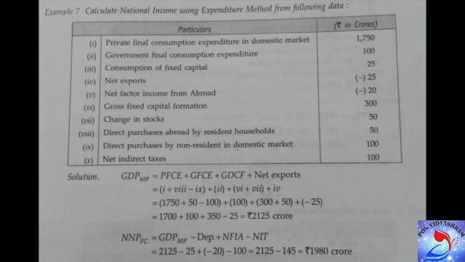Then from this we have to calculate net national product at factor cost. The formula is GDP at market price minus depreciation plus net factor income from abroad minus net indirect tax. Here GDP at market price is 2125, minus depreciation 25, since consumption of fixed capital is the depreciation, plus NFIA, net factor income from abroad, which is minus 25, and net indirect tax, which was given as 100. By applying all these values, we get rupees 1980 crores. It is the national income by the expenditure method.